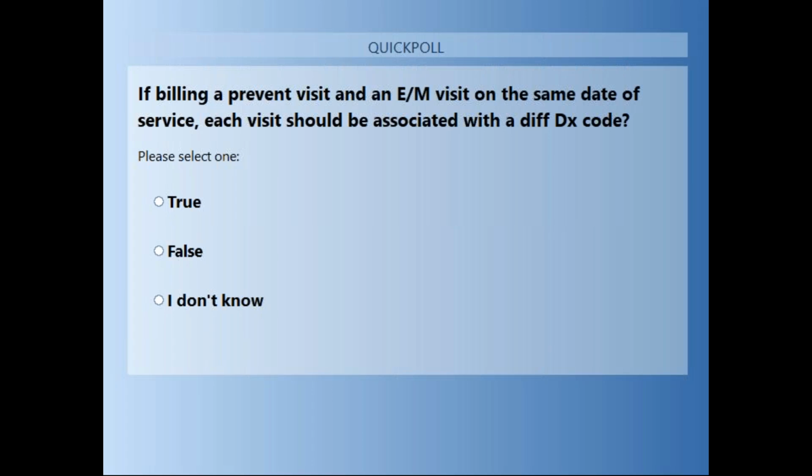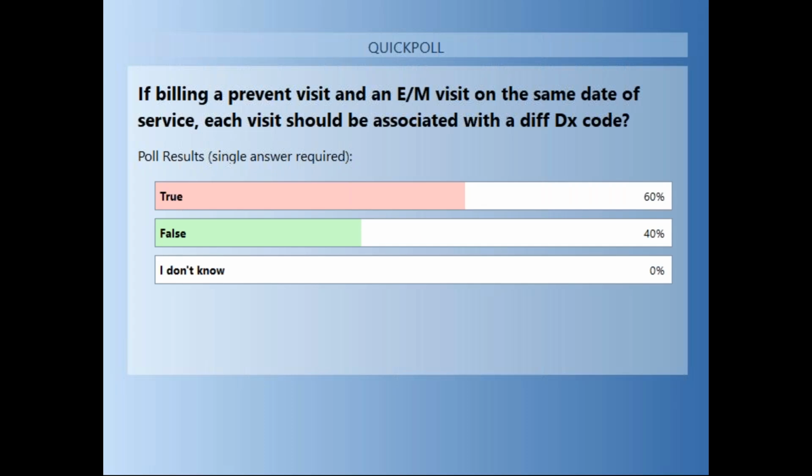If you are billing a preventative visit and an E&M visit on the same date of service, each visit should be associated with a different diagnosis code, true or false? Okay. Got a couple more people responding. I'm going to go ahead and close the poll. 3, 2, 1. Okay, Shay, we've got some discussion. We've got 60% of the audience saying this is a true statement, but about 40% saying it is false.